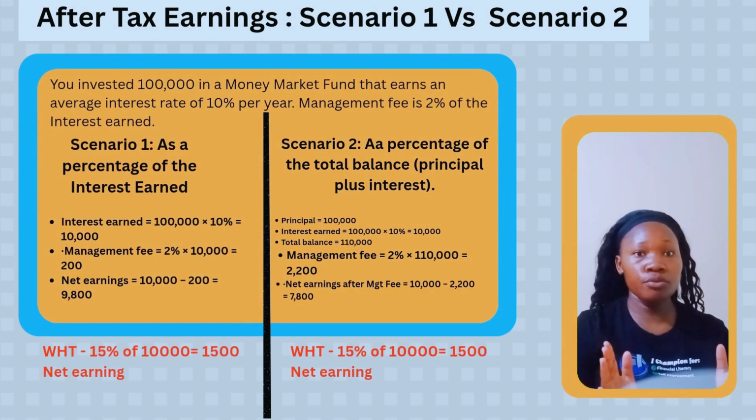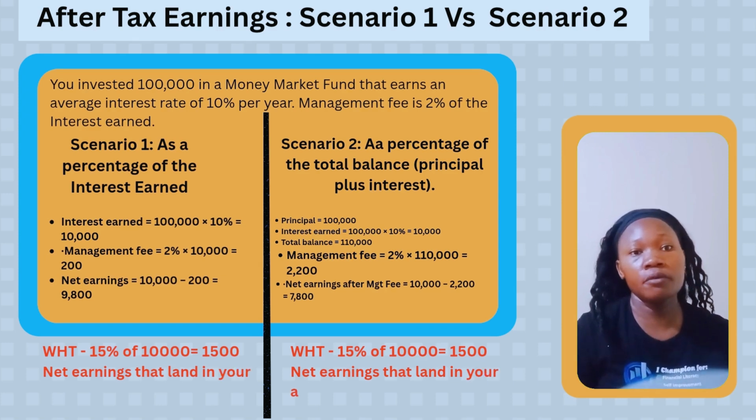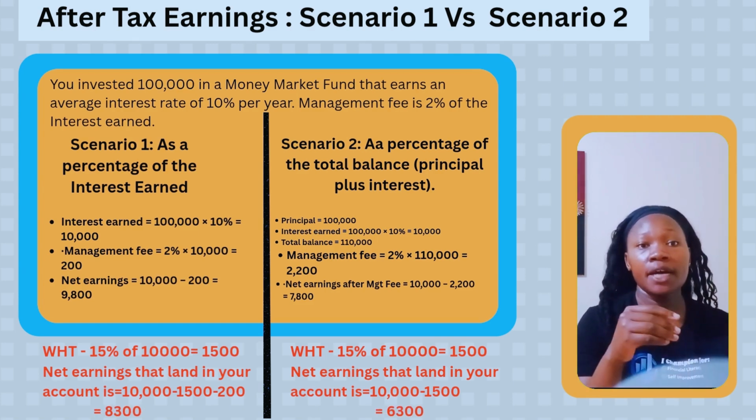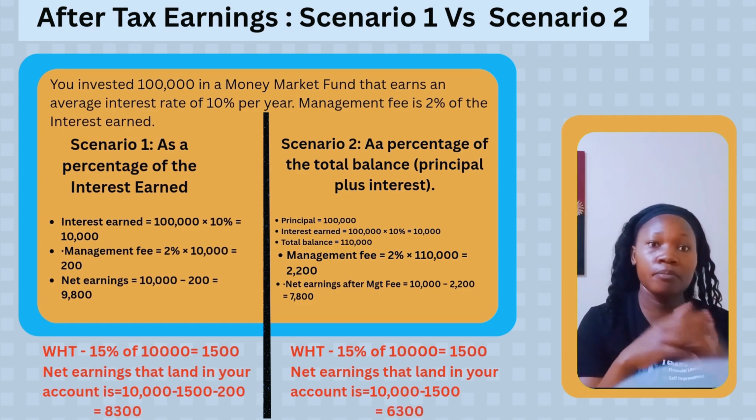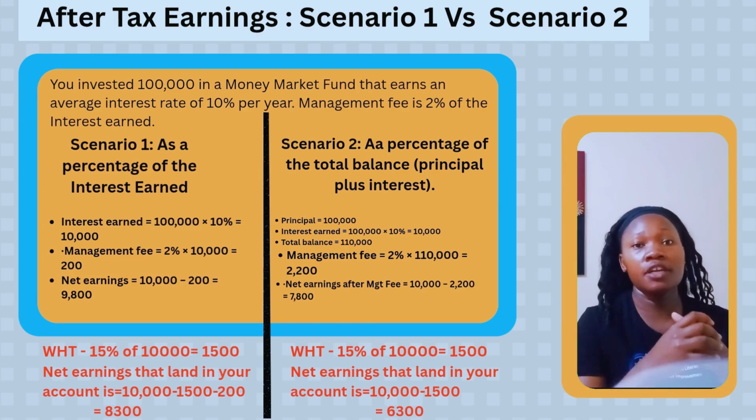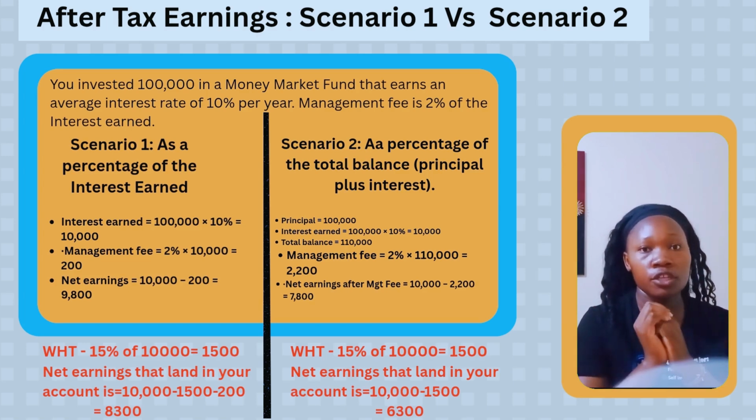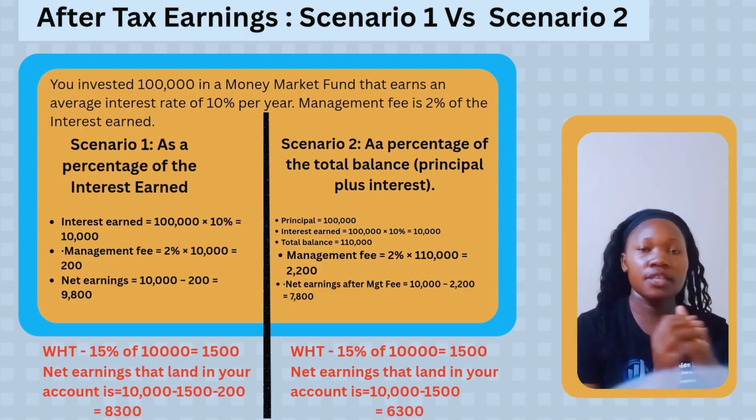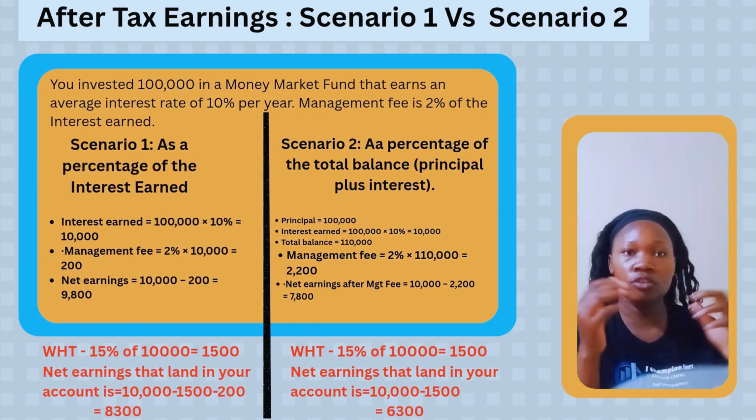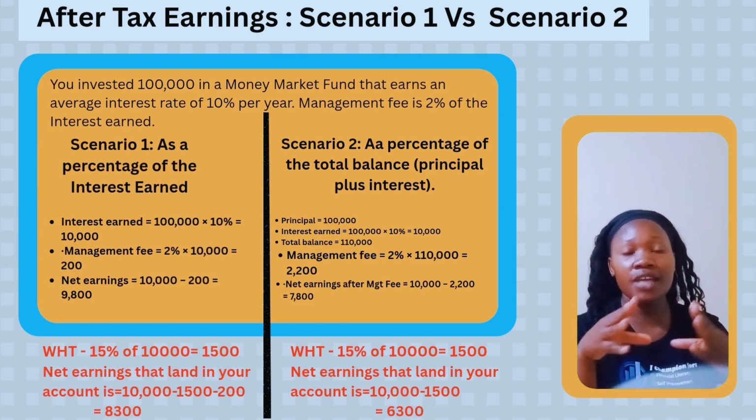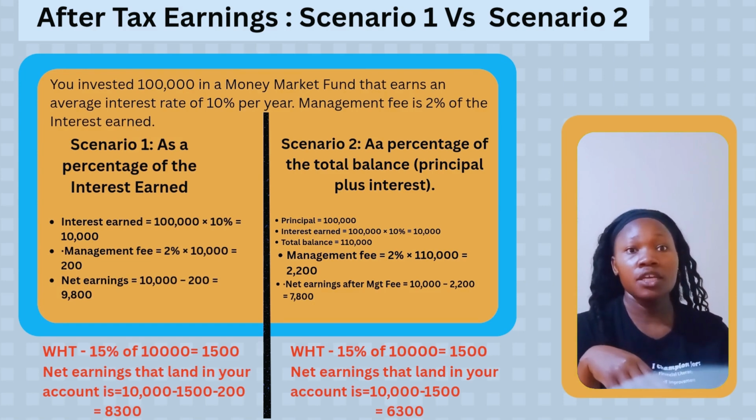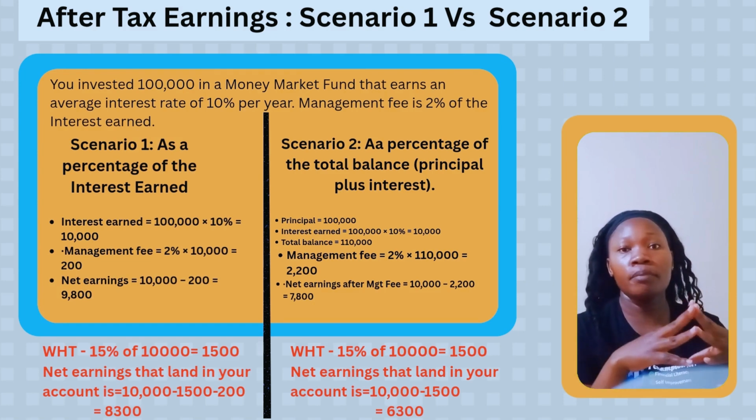If management fee is charged on total balance, that is 110,000. For scenario 2, management fee will be 2,200. Net earnings that will land in your account will now be 10,000 minus 1,500 minus 2,200, and your net earnings that will go into your account is 6,300. You can clearly see the impact of management fee being charged on the total balance, and when it is charged on interest, you will save 2,000 if the management fee is charged on interest earned as compared to when it is charged on total balance.